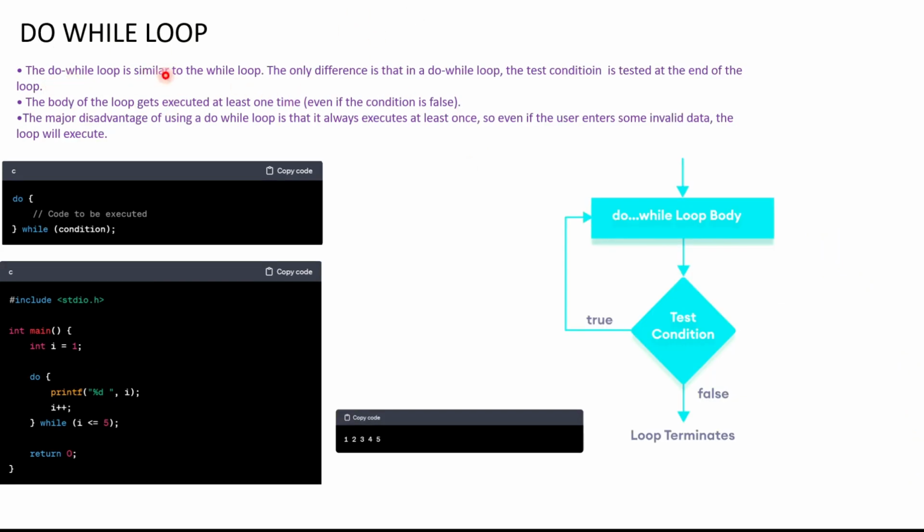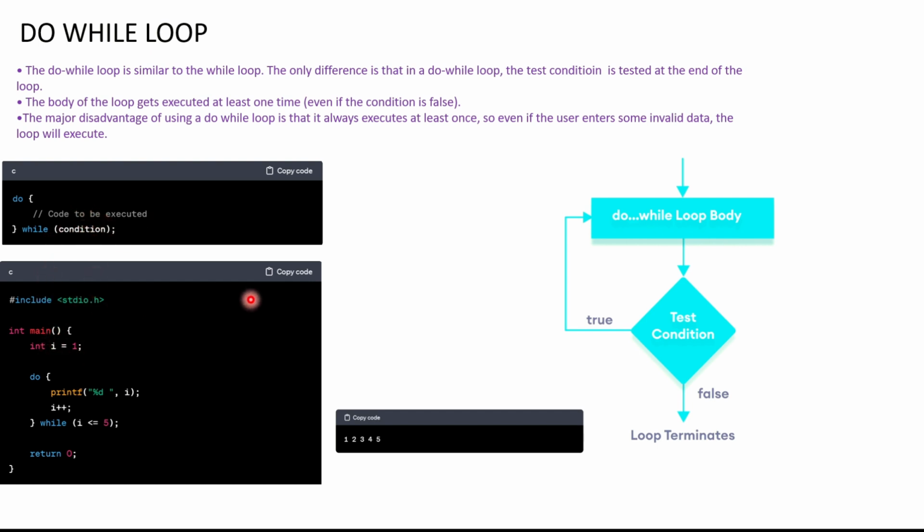The do while loop is somewhat similar to the while loop. The only difference between the do while loop and the while loop is that the test condition is tested at the end of the loop, not at the beginning. As you can see, in the while loop, first we test the condition and then we go inside the block of code, whereas in the do while loop, it's the opposite. This is the syntax of the do while loop: the do keyword, the code to be executed, and obviously the while condition.